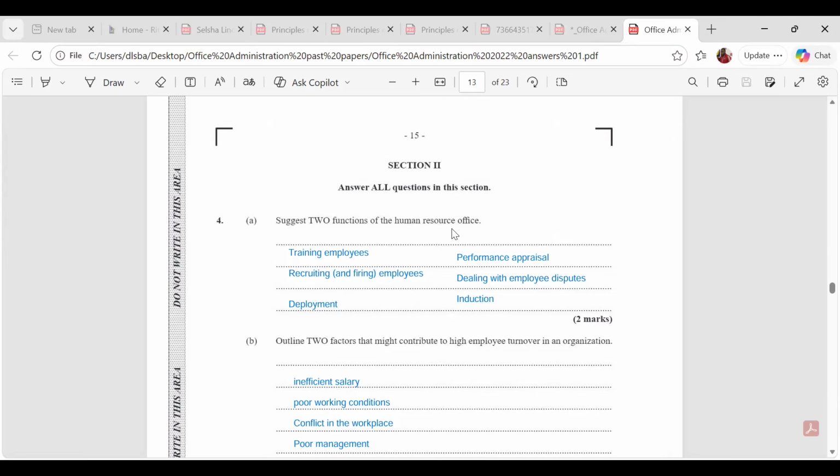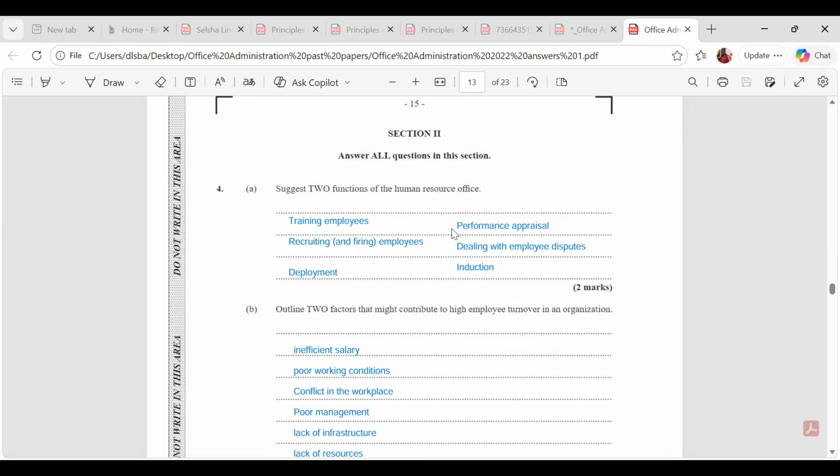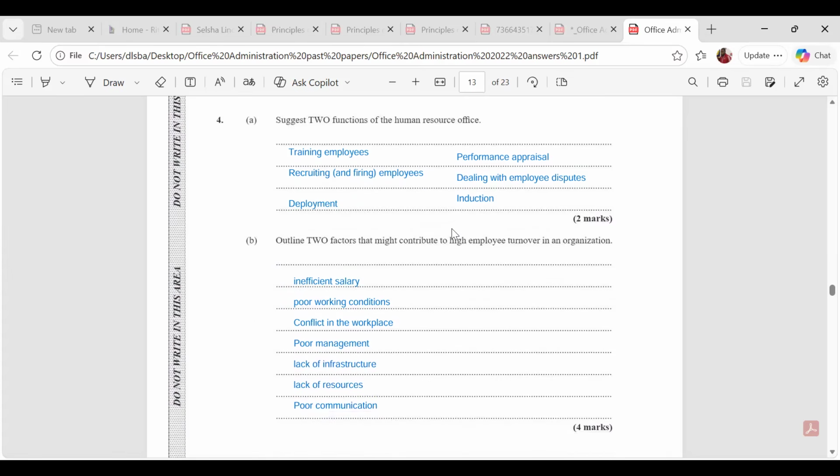Bad. Right. So the things causing a high employee turnover have to be bad. So poor working conditions, not enough salary, poor leadership or management, conflict in the workplace. Has to be things that are bad. Make sense? Yes. All right.